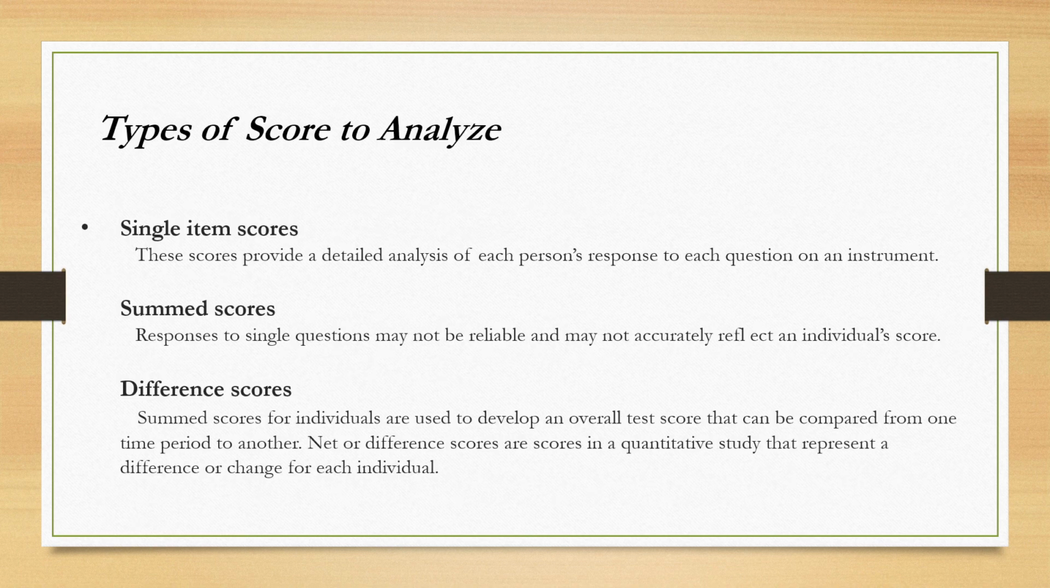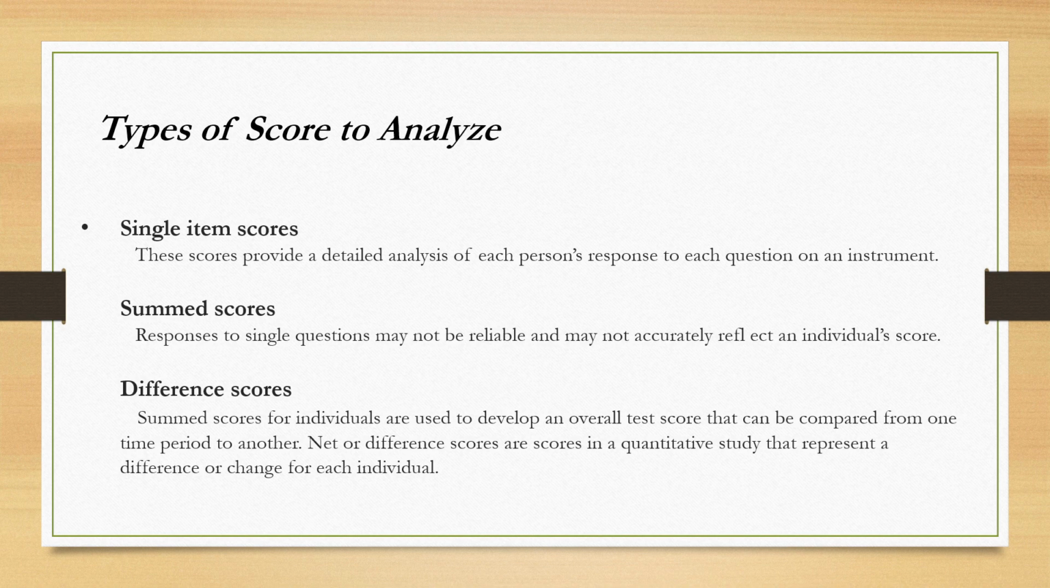Second is types of score to analyze. First is single item scores. These scores provide a detailed analysis of each person's response to each question on an instrument. Second is sum scores. Responses to a single question may not be reliable or may not accurately reflect an individual score. The last is difference scores.